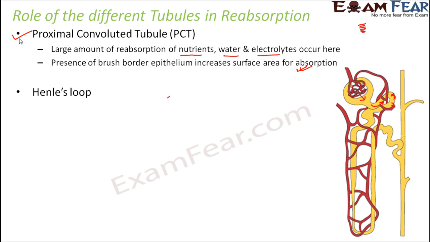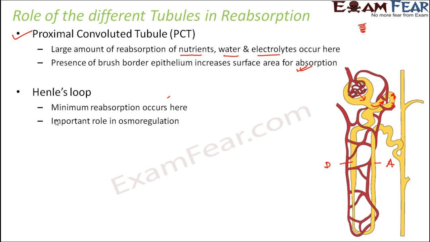The next one is the Henle's loop. As I said, Henle's loop has a descending loop and an ascending loop. There are two characteristics of these two loops. The descending loop is permeable to water, that is, it allows passage of water, but the ascending loop does not allow passage of water. The ascending loop allows passage of the electrolytes. So that is the characteristic of the Henle's loop.